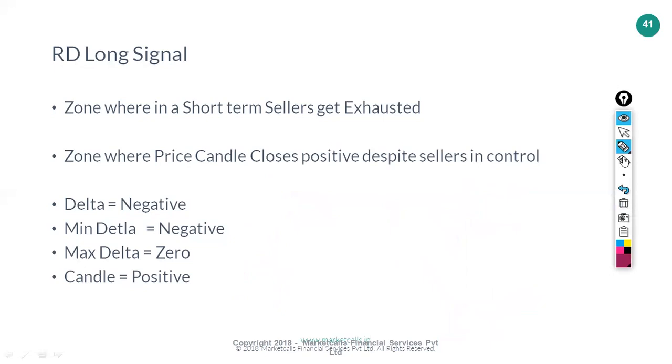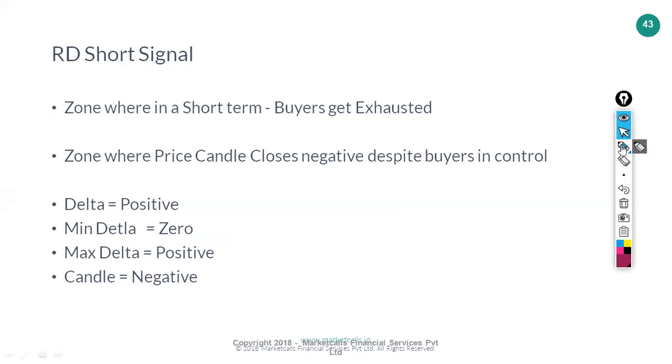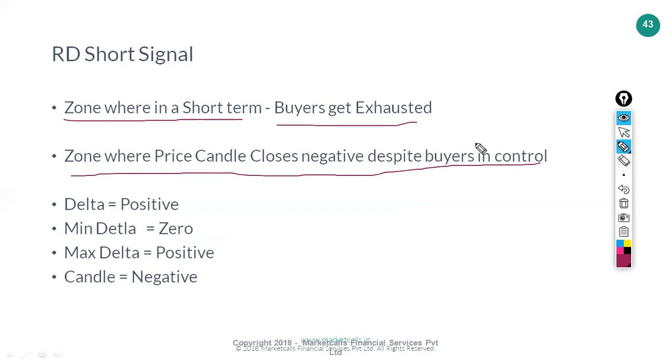The short signal comes something like this. It's a zone where the short-term buyers got exhausted. It is where the candle closes negative despite buyers being in control. That means the delta is positive in that candle. Delta is positive, minimum delta is zero, max delta is positive, and the candle closes negative. These are the significant signs that momentum exhaustion is happening. That is what happened in Lupin. If you remember, a short signal got generated there on 29th of April. That is precisely your entry point.